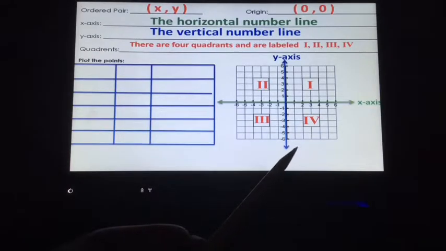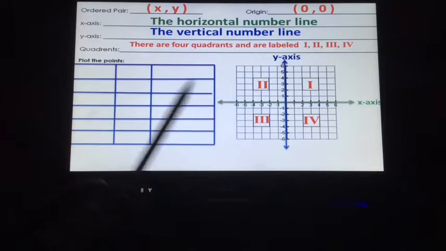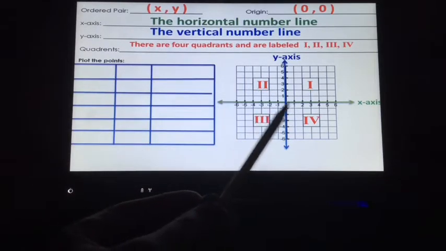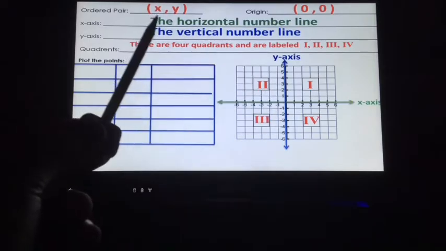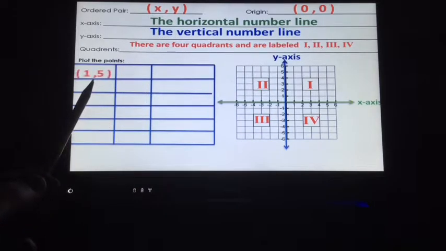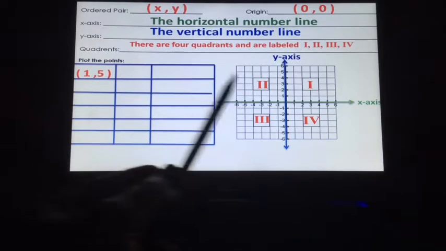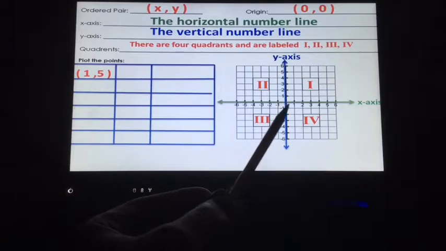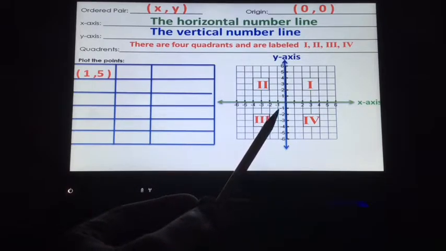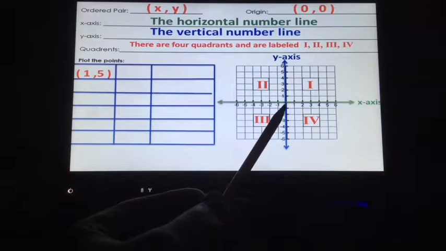Okay. Now what we're going to do is start plotting some points. Now it says right here x is horizontal. So you're going to go horizontally before you go vertically, which is the y. Okay, so the first point I have here is the point 1, 5. This right here is 1, that's the x. So I'm going to go horizontally 1 unit, and then we're going to go up 5 units vertically because the 5 is the y.